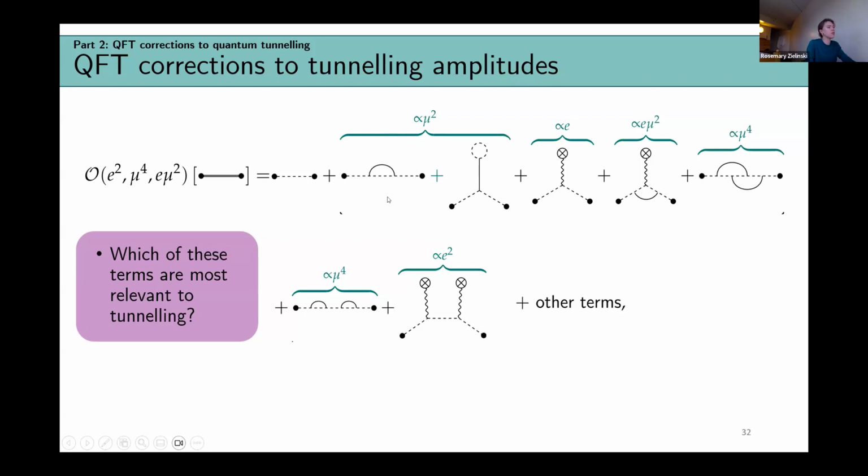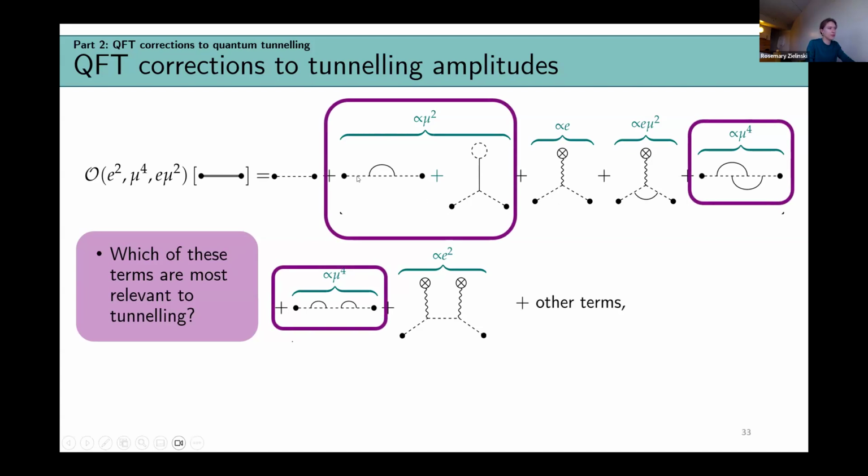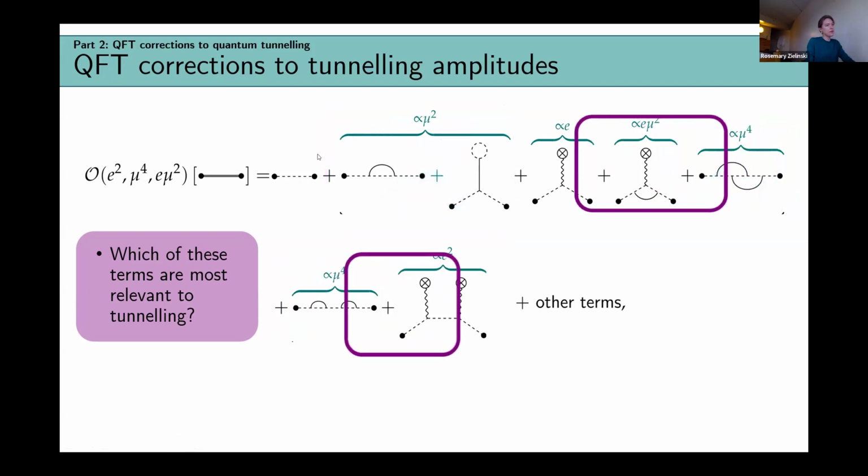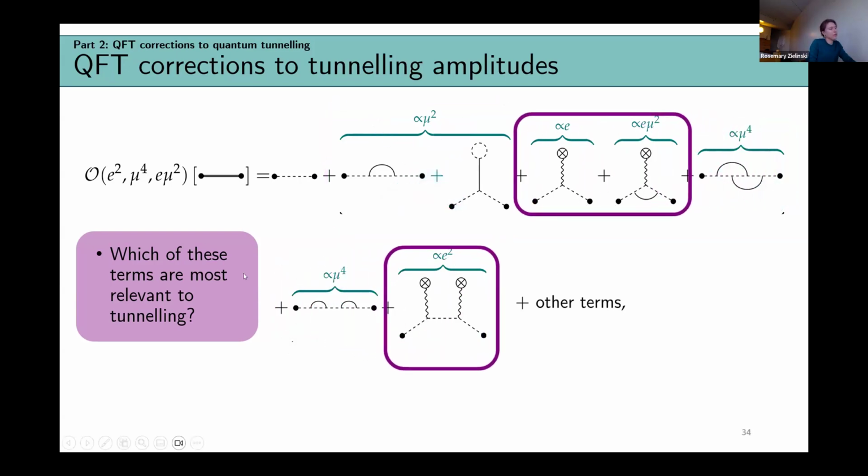And it prompts the question: which of these terms are actually most relevant to tunneling? For instance, we can look at diagrams like this, which are self-energy diagrams, and we see that they're actually momentum conserving. So they don't interact with the external potential. It's natural to think that these won't have an impact on tunneling because we don't have any exchange of momentum with the external field. So we don't want to include diagrams like this in the dressed propagator when we're just looking at the effects on tunneling amplitudes. However, looking at diagrams like this, we can see that these are the sorts of terms that we want to retain.